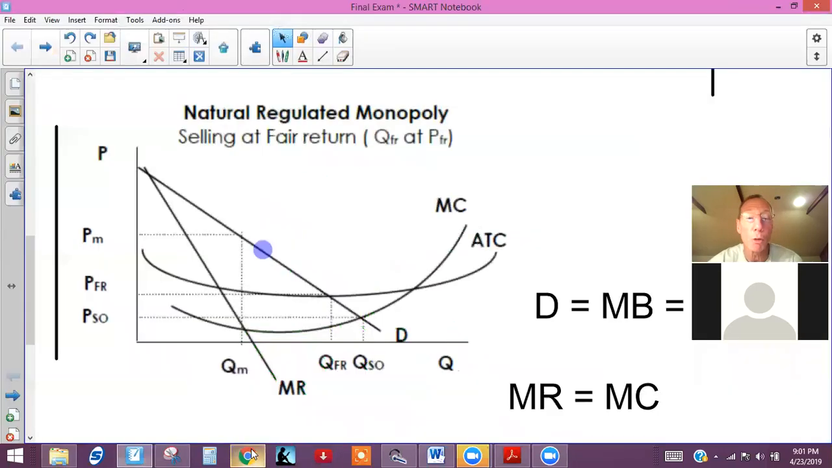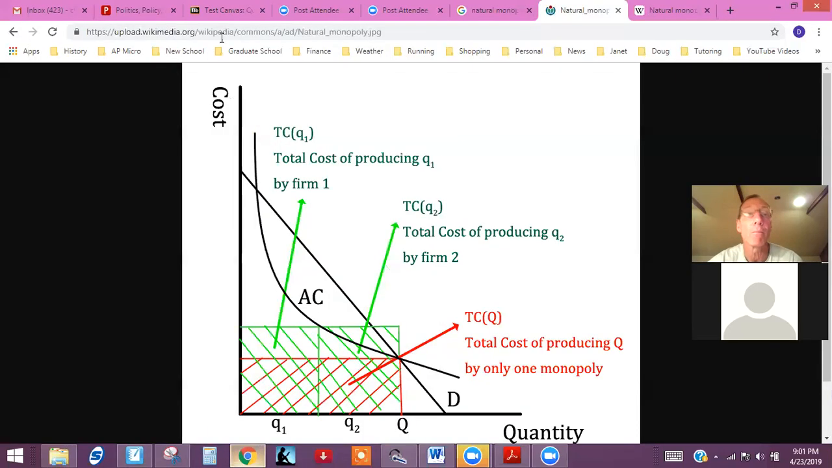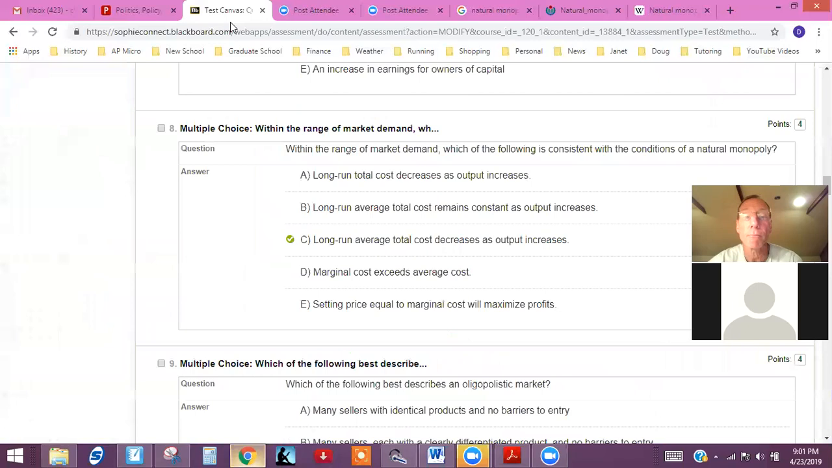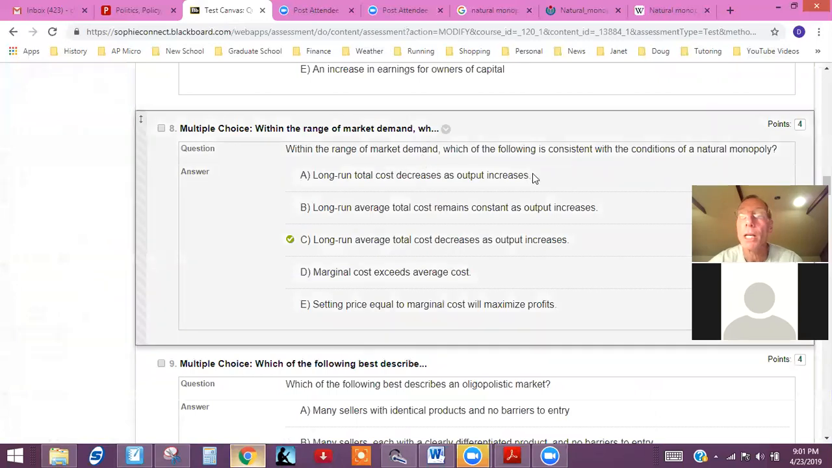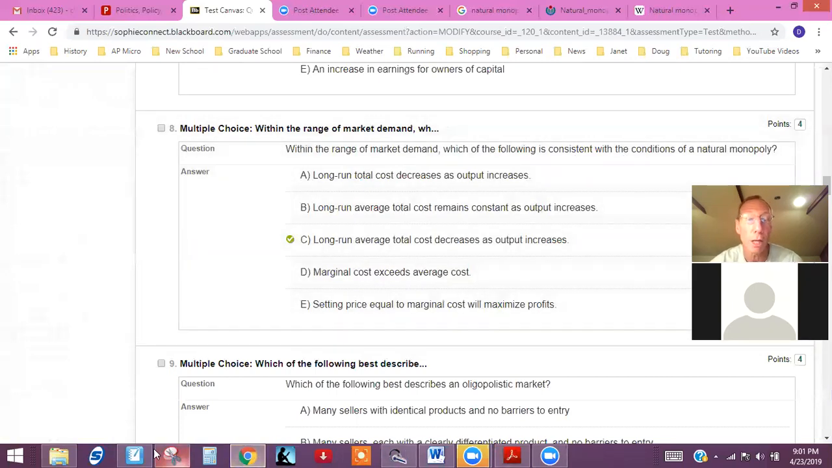But the question, when you look at it: which of the following is consistent with the conditions of a natural monopoly? Long run total cost decreases. No, total cost is going to go up. So you almost have to look at all of it. Long run average cost remains constant. No, it does not. It's going to go up or down. Marginal cost exceeds average cost. Well, let's look. That's not true, I don't think.